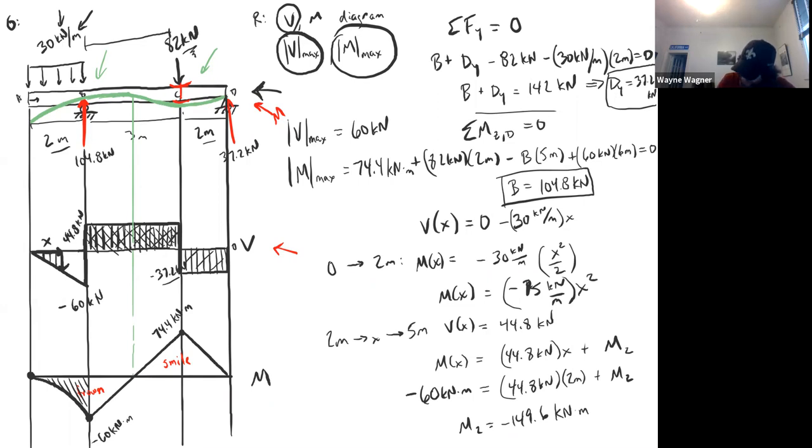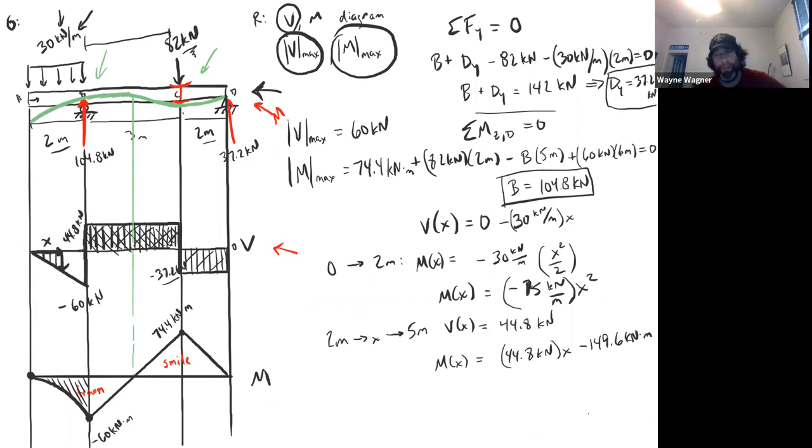So that means I could go back to this equation right here, and I could erase this, and I'll get negative 149.6 kilonewtons times meters. Okay, now what is that weird number right there? Anybody know? What is 149.6 physically? It doesn't really have a physical meaning on this problem, but anybody?